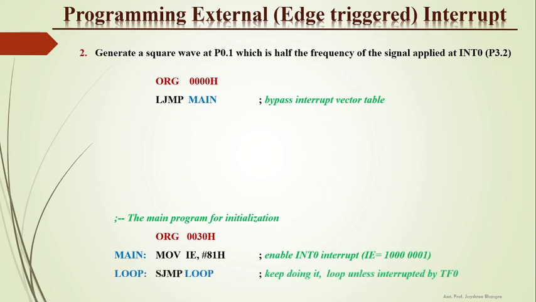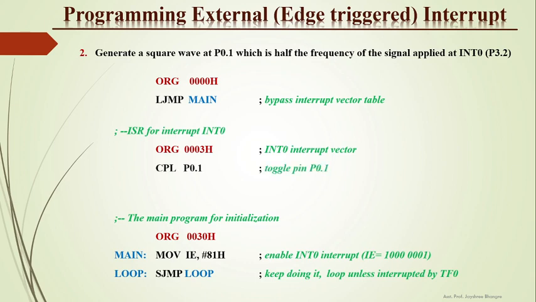So again we are waiting for the interrupt. That means the square wave is applied to the INT0 pin, and when the falling edge of this input square wave occurs, an interrupt is generated, and it will jump to the ISR located at the 0003H vector address, where we just have to complement the pin P0.1. Again it returns from the interrupt, and it will again execute this loop waiting for the interrupt.